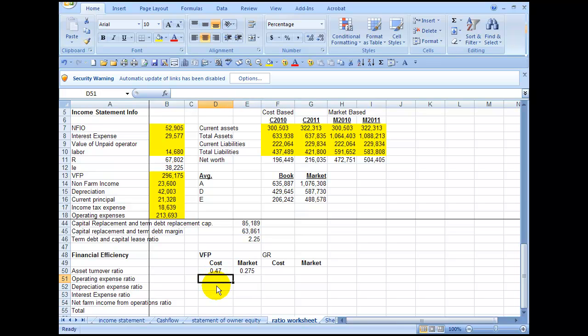Then our operating expense ratio, depreciation expense ratio, interest expense ratio, and net farm income from operations. All of these are simply taking all of our different expenses and breaking them up in different ways, and then saying what portion of our revenue they are, because all these should add up to 100%. So the first thing we do is our operating expense ratio. So that's just our operating expenses. And there's our operating expenses. And we had depreciation included in those, so we want to subtract that away from it. And then we divide it by our value of farm production.